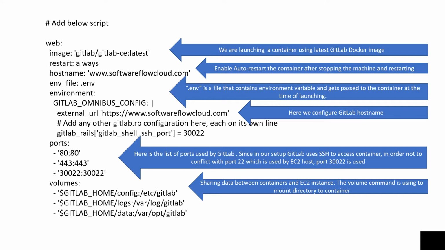Here is the list of ports used by GitLab. In our setup, GitLab uses SSH to access the container, in order not to conflict with port 22, which is used by the EC2 host. We are using port 30022. Volumes, in here, are for sharing data between containers and the EC2 instance; the volume command is used to mount a directory to the container.